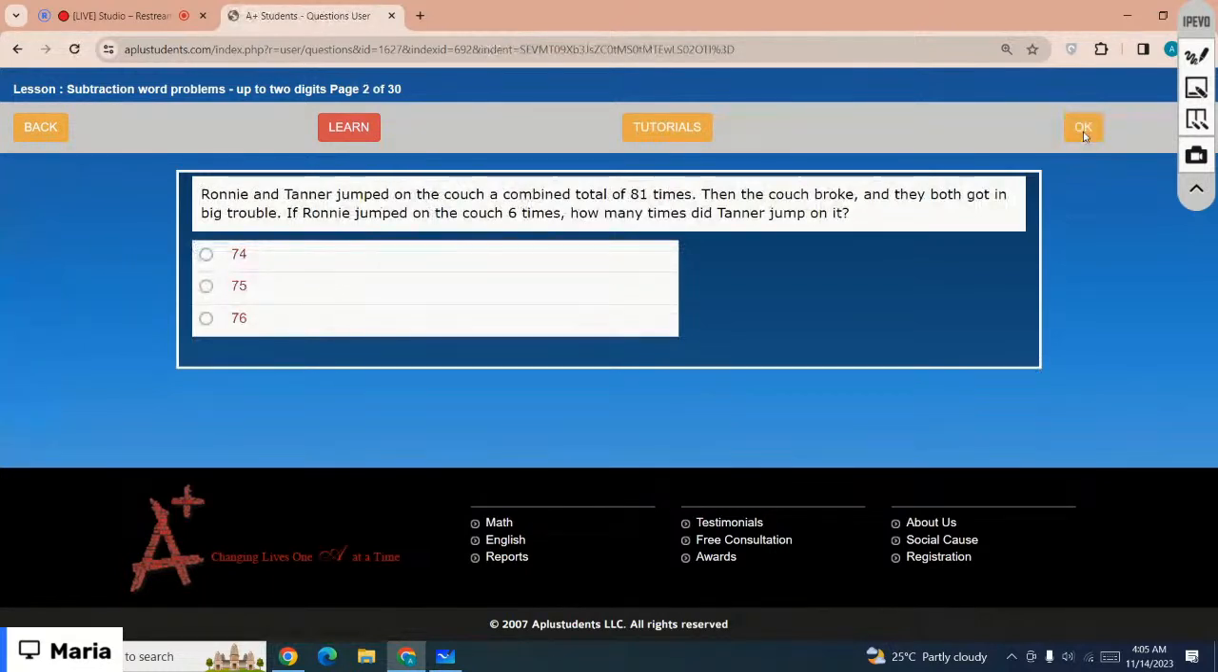Okay, the next one is Roni and Tanner jumped on the couch a combined total of 81 times. Then the couch broke and they both got in big trouble. If Roni jumped on the couch 6 times, how many times did Tanner jump on it? So, which is the correct option?